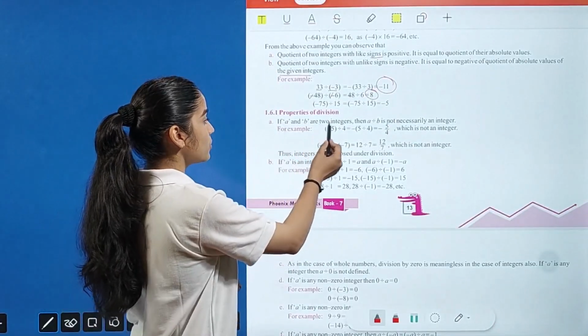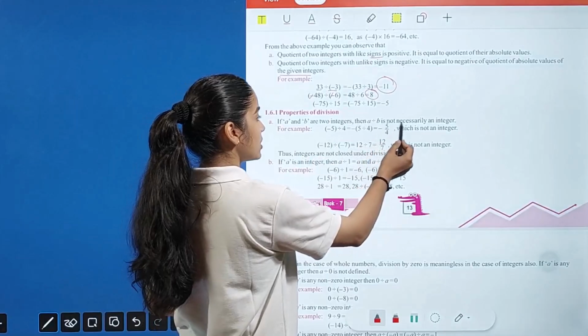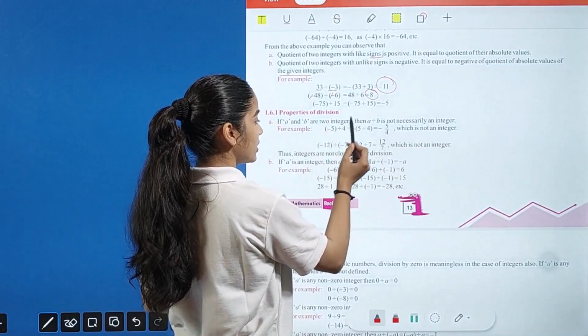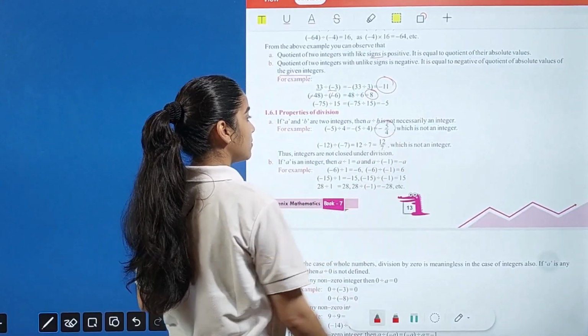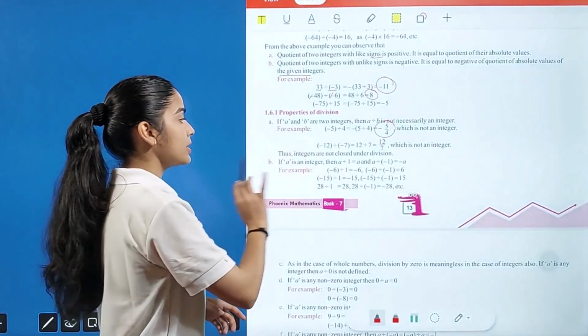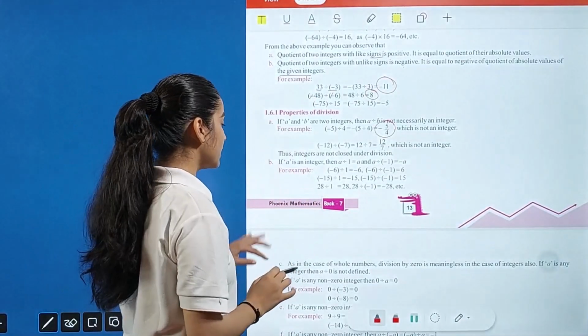If a and b are two integers, then a divided by b is not necessarily an integer. For example, minus 5 divided by 4 is not possible as an integer. So we can write it as minus 5 by 4, which is not an integer. It means the closure property is not applicable under division.